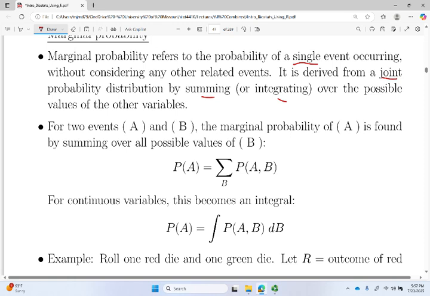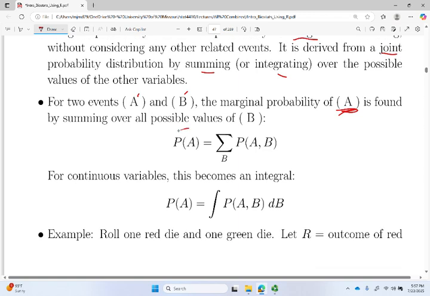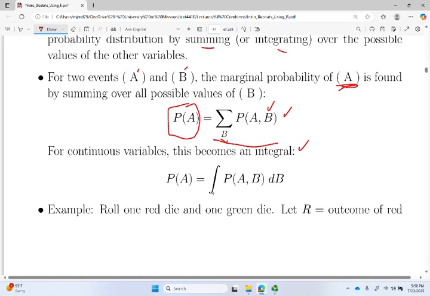I think examples will help with this. If we have two events and we're interested in the marginal probability of A, but we have a joint distribution of A and B, the marginal probability is found by summing out the other variable. I think this will make sense when we do the example. And for the continuous case, we would integrate out the second variable.